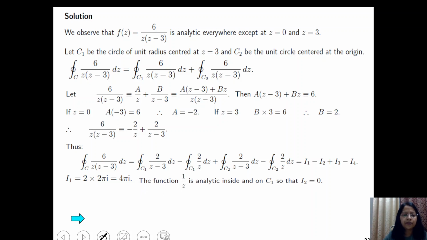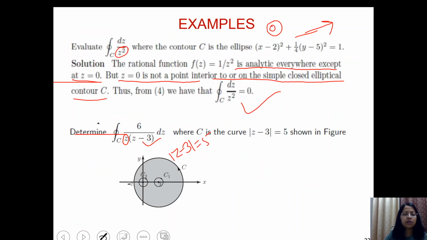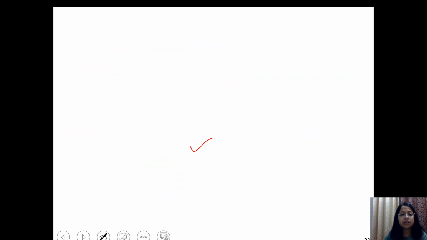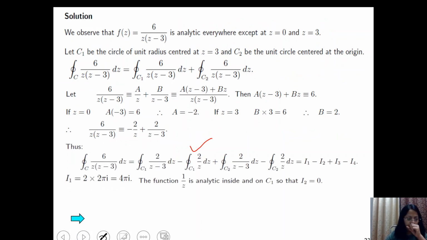1 upon z, by breaking it into partial fractions. So along C1, we can check that this function is analytic inside and on the circle C1. I want to show you the circle C1 here, which is enclosing the point 3. Here no 0 is there, so Cauchy integral formula can be used, and this becomes 2 pi iota, that is 4 iota. So here the value is substituted.